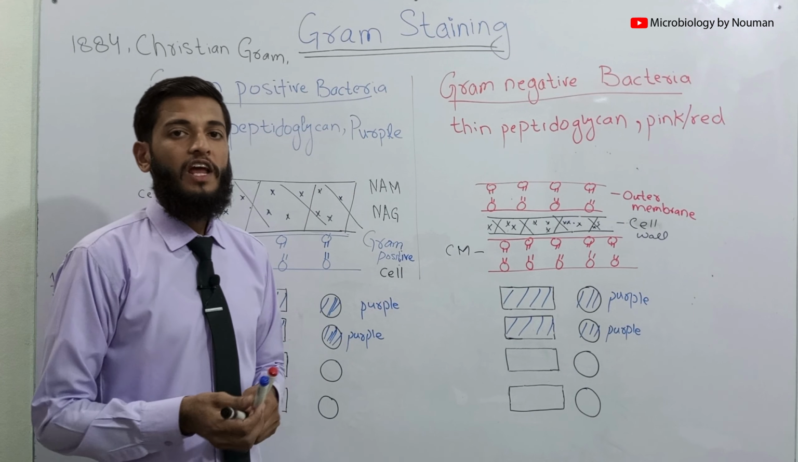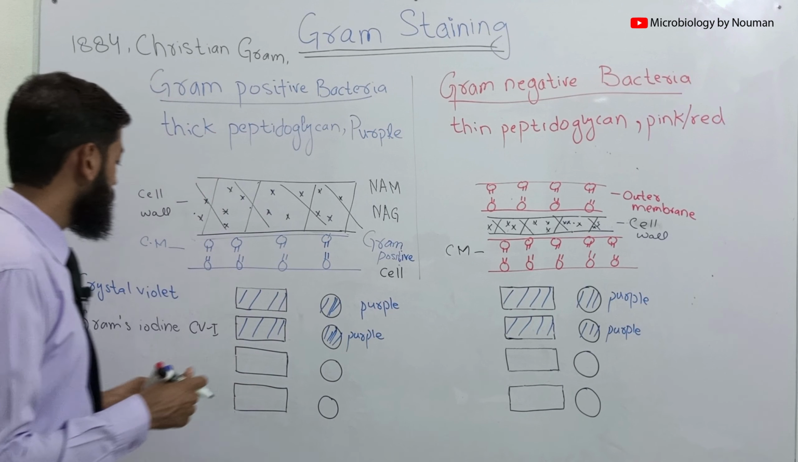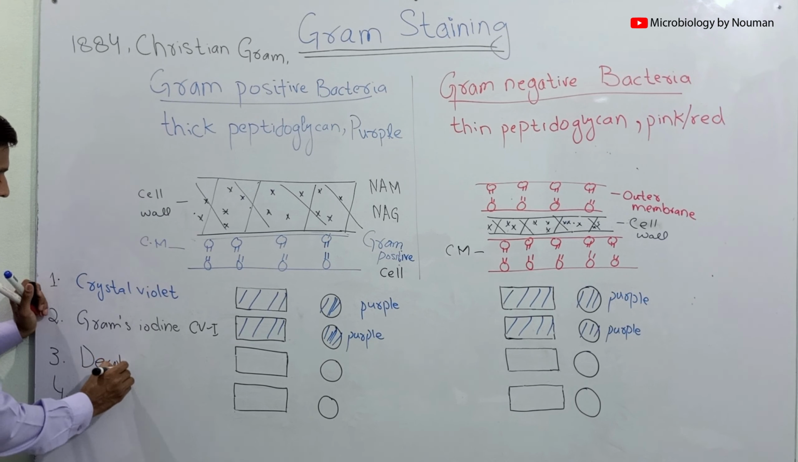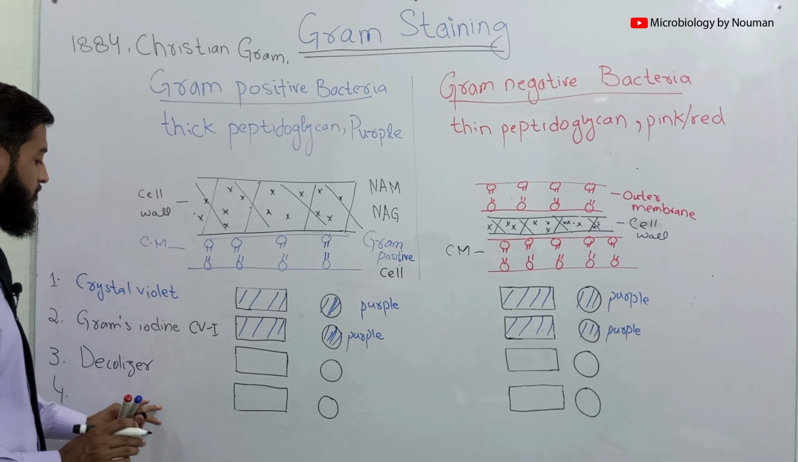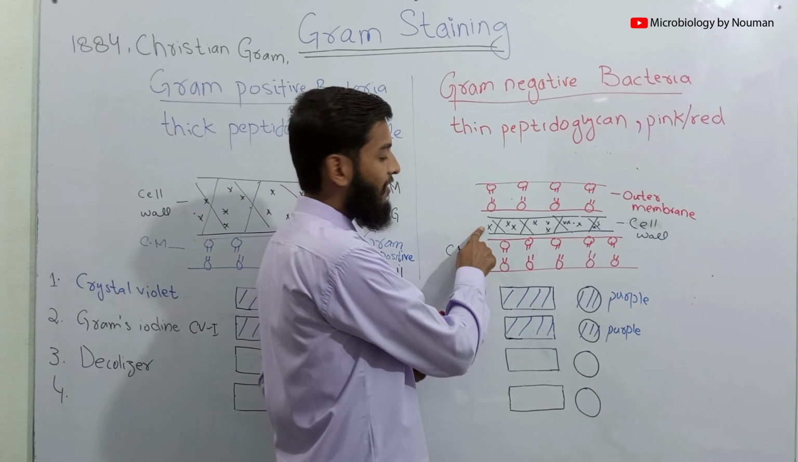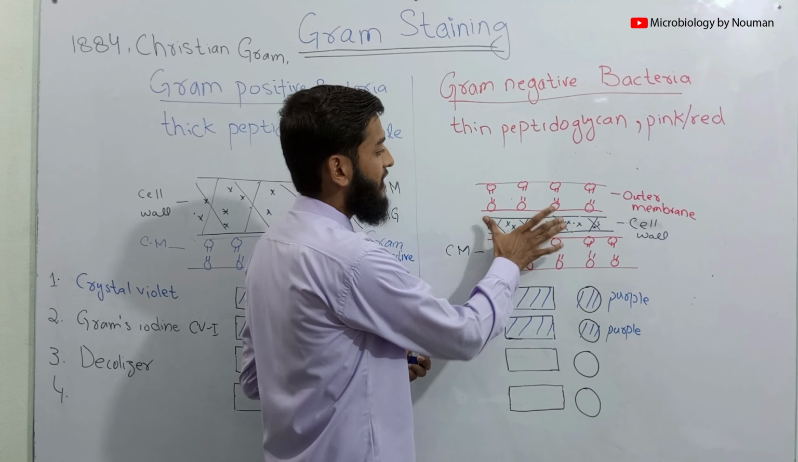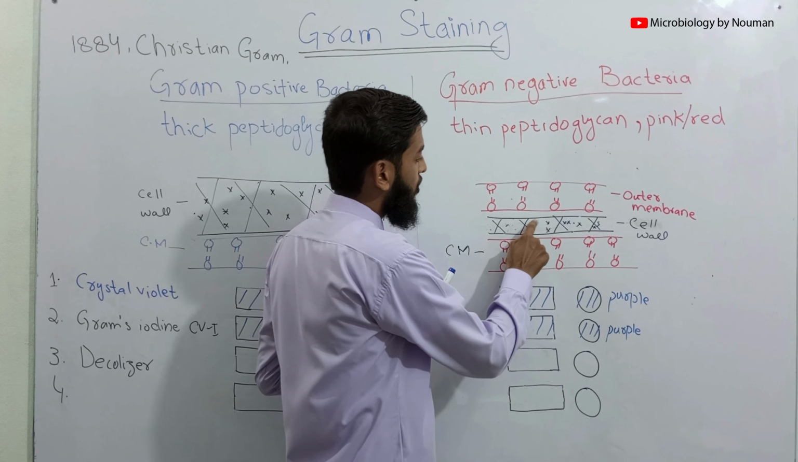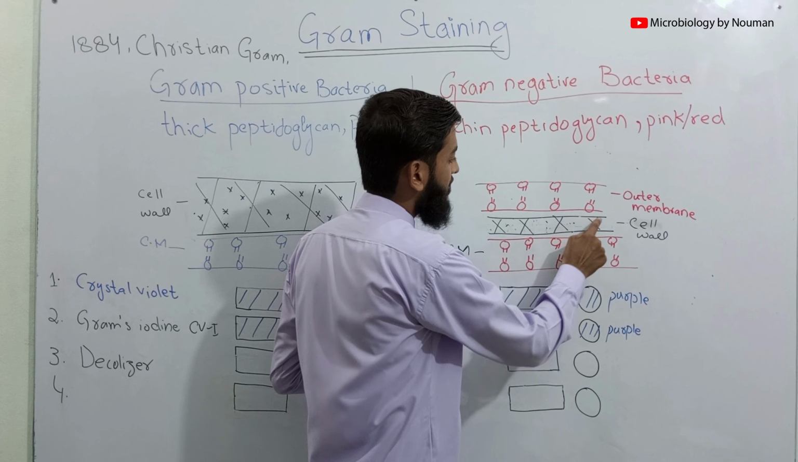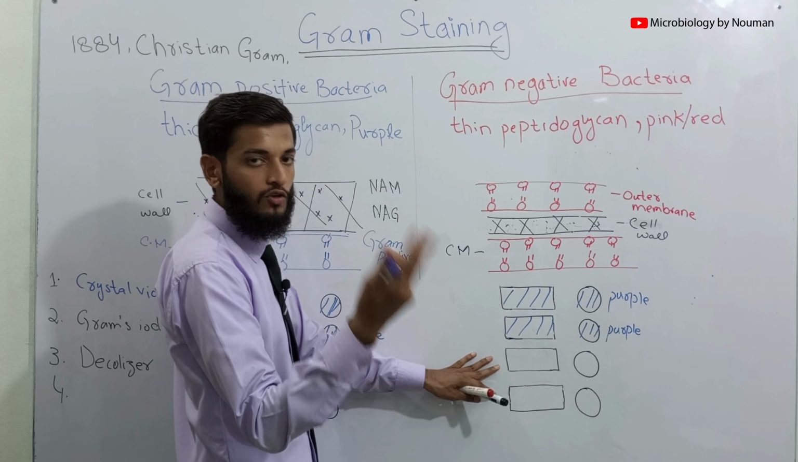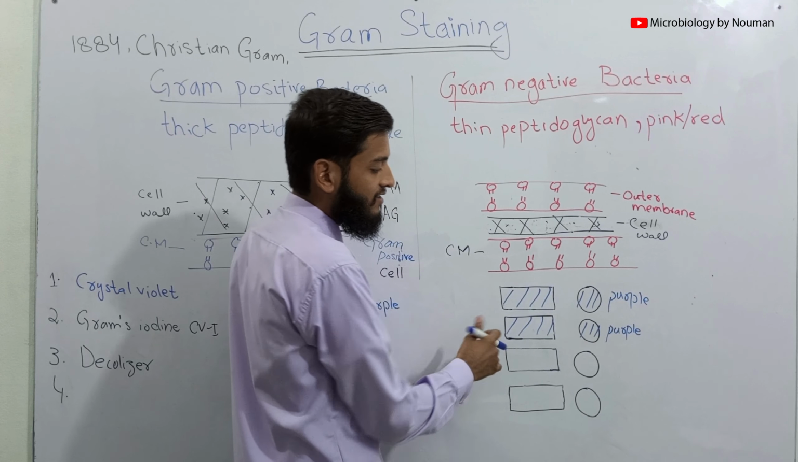In the third step of gram staining, we will apply a solution known as decolorizer. This decolorizer solution is made up of alcohol and acetone. This decolorizer will be able to remove this crystal violet iodine complex from this gram negative bacteria. This crystal violet iodine complex will be removed by this decolorizer. So bacteria that was purple due to this crystal violet iodine complex is now colorless.